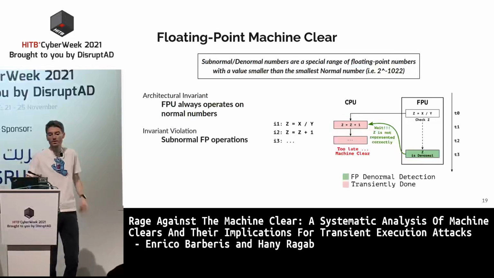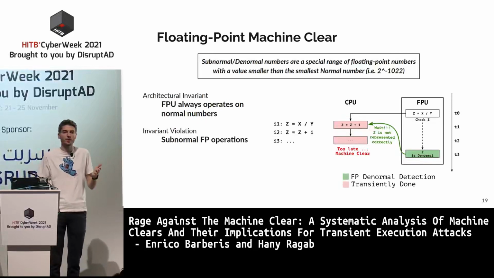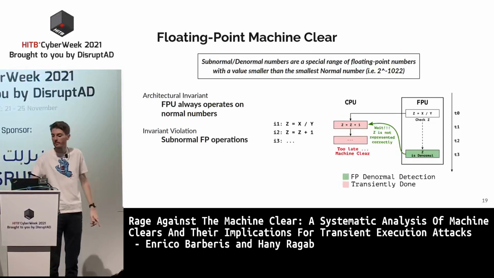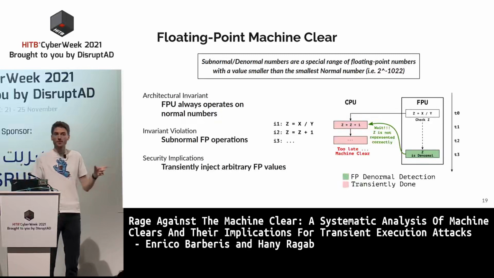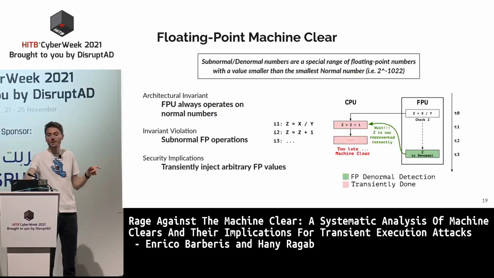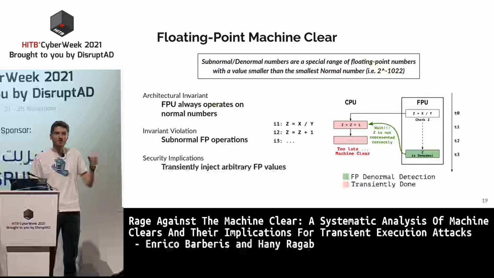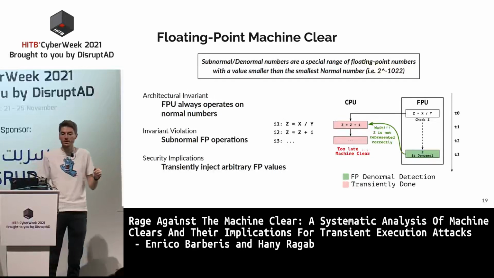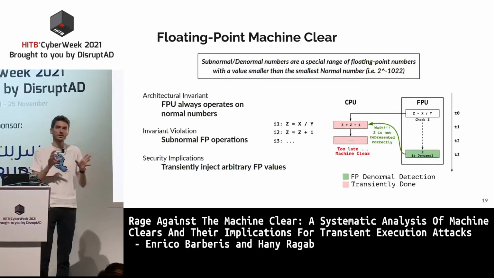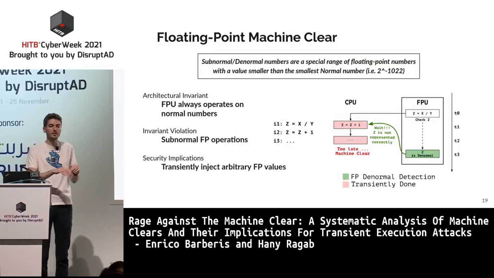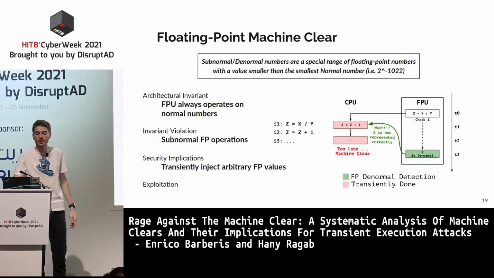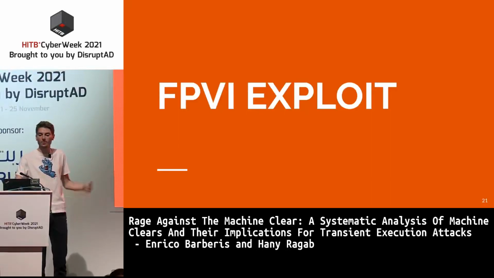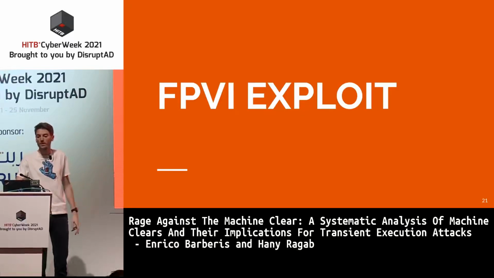To violate this is super simple. You just need to make a floating point operation that generates a very small number. The security implication here is that the wrongly computed result, the one that is used by the subsequent instruction, is almost completely under attacker control. So an attacker, by choosing the operands in a specific way, can transiently inject arbitrary values into the subsequent instruction. And for exploitation, we are going to show you now the full exploit that we made for Firefox, and we named it floating point value injection.